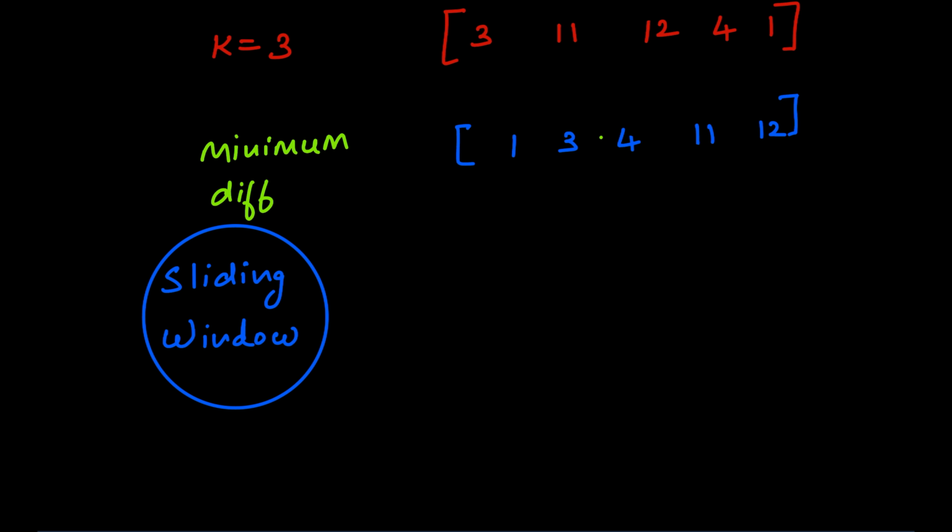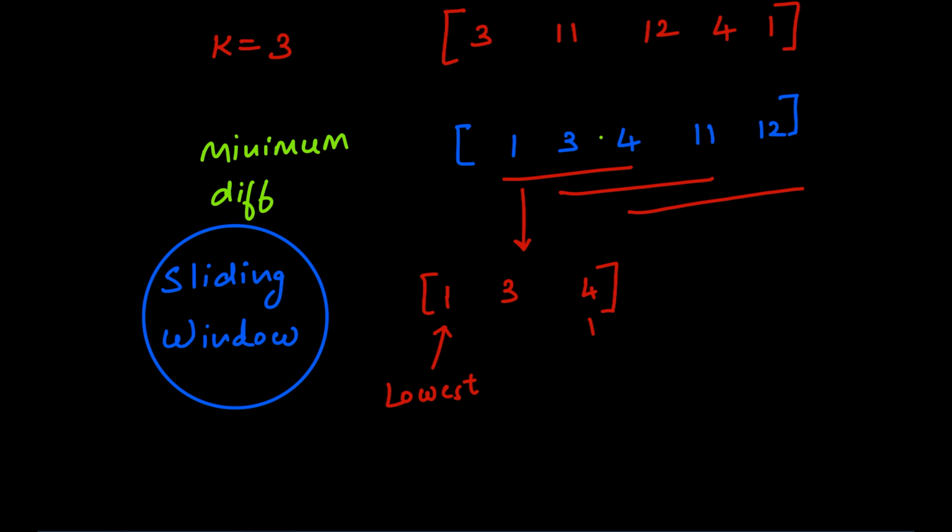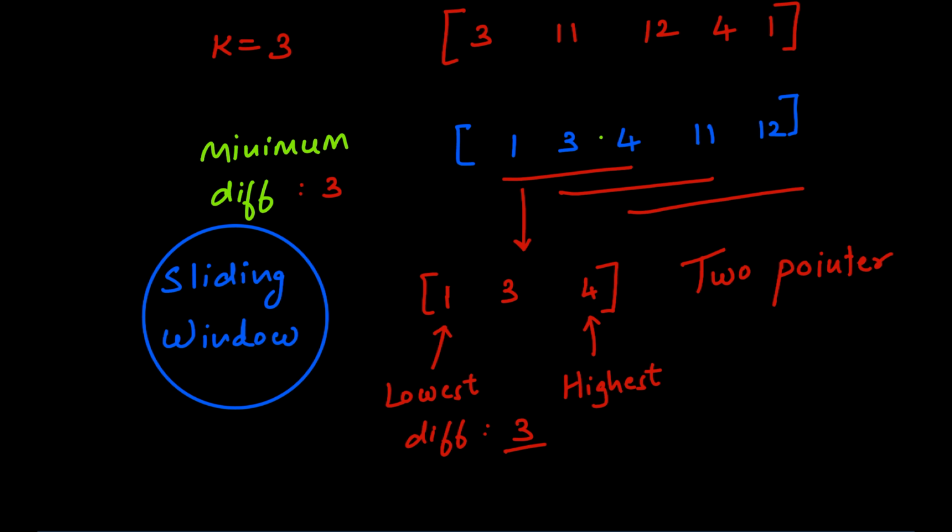Here's the sorted version of the original input. With k equal to 3, there are a total of 3 batches in the given input. Starting with the first batch, 1, 3 and 4, 1 is the lowest as it is to the left and 4 is the highest in that batch. So the difference between the two is 3, which is the smallest so far. So we'll save that value in the minimum difference global variable. As you must have noticed, we are using a two pointers approach where the first pointer is pointing at the lowest element in the batch while the second pointer is pointing at the highest element.